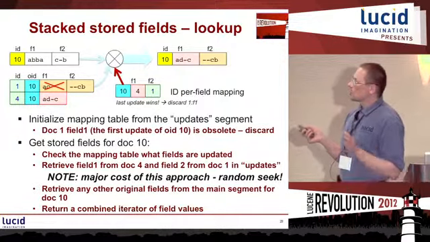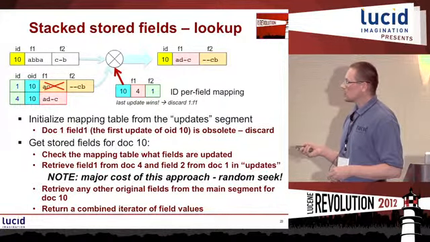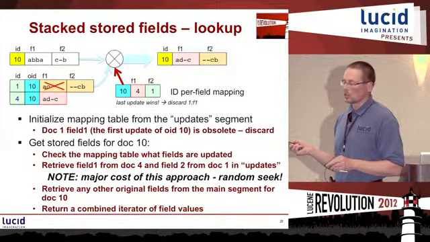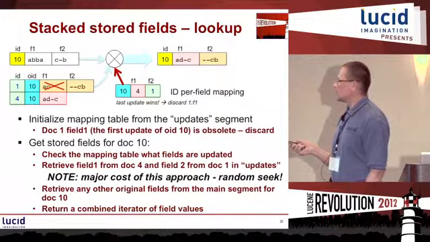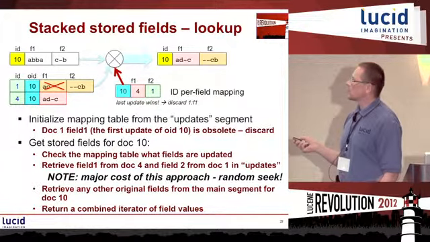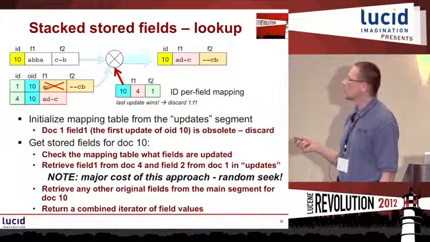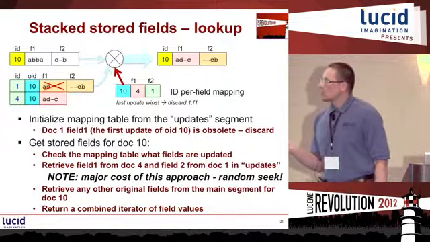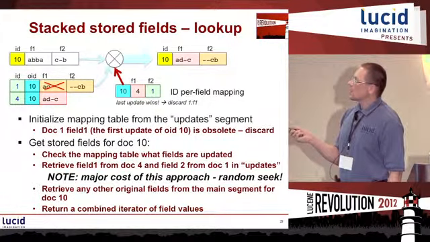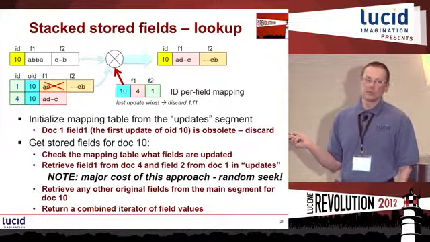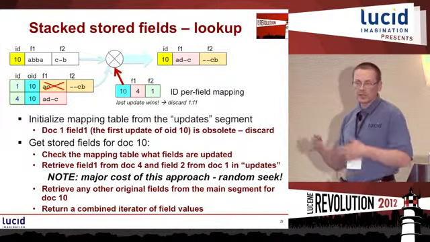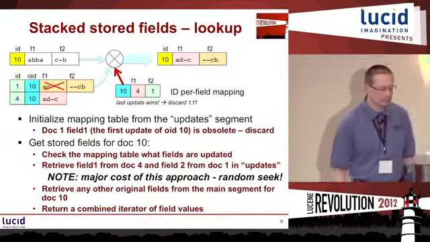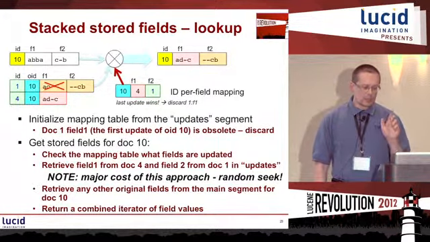And whenever we want to get stored fields for document number 10, we check this mapping table whether updates exist for this document ID. They do exist in this case. So we retrieve field number 1 from document number 4 and field number 2 from document number 1. And so on and so on. And if there are any existing fields that haven't been updated, then we retrieve them simply from the original document. And then we present a unified iterator over fields in the end. So that was the easy part.